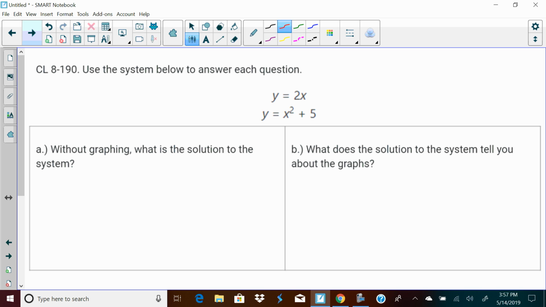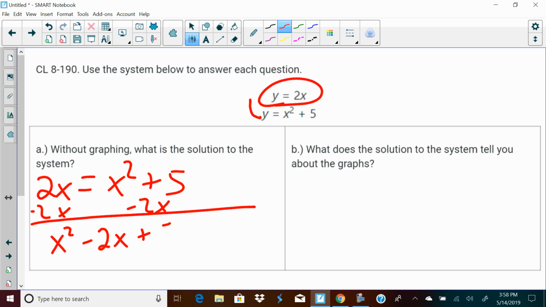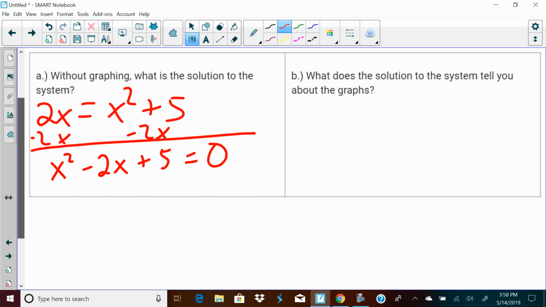Problem 190. It says use the system below to answer without graphing. What's the solution? So I plugged in y equals 2x for y. So I ended up with 2x equals x squared plus 5. Subtracted the 2x from both sides. So I ended up with x squared minus 2x plus 5 equals 0. Then I tried to factor it, and it was not factorable. So then I plugged it into the quadratic equation.